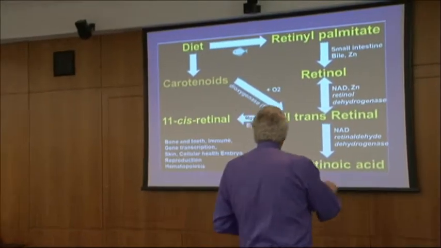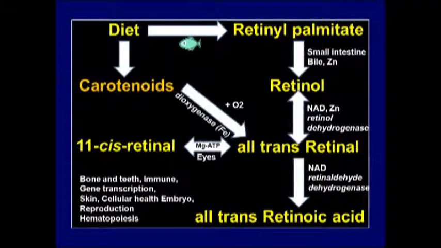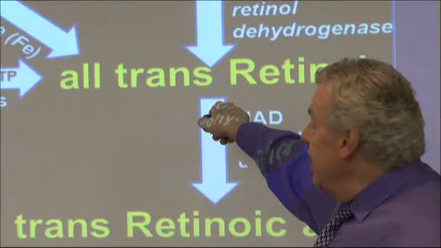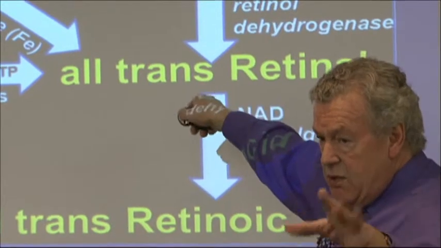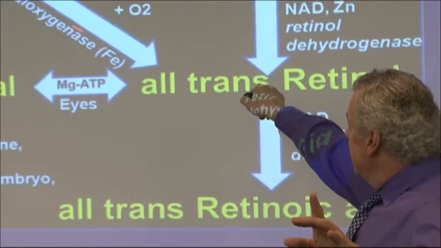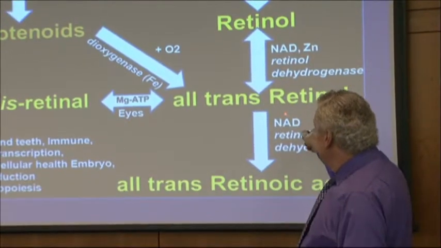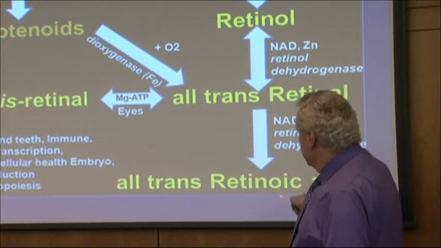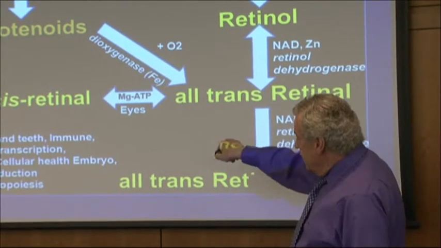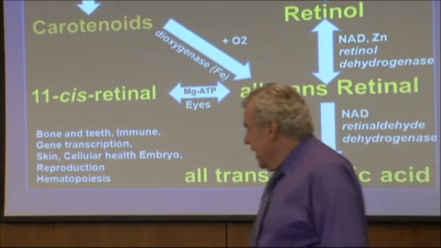So this conversion of carotenoids goes to the all-trans retinal here, and this needs a dioxygenase enzyme, and dioxygenases use iron as the electron donor. Monooxygenases, which we've talked about before, need copper, but this one is a dioxygenase, and you need iron and oxygen to convert carotenoids into retinal. Retinal then goes on to form retinoic acid. So all these functions here are of retinoic acid. So retinoic acid is the active form.